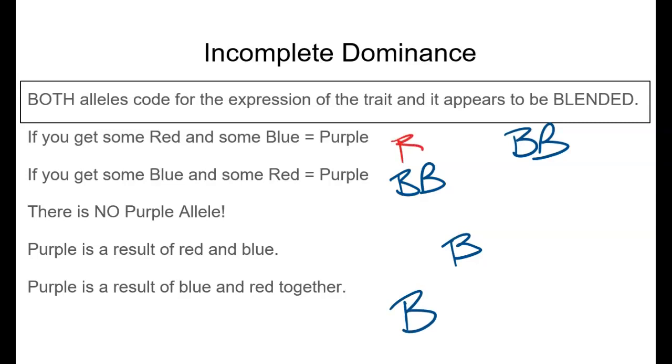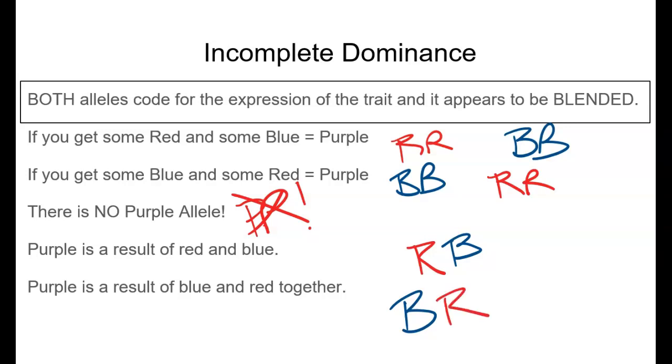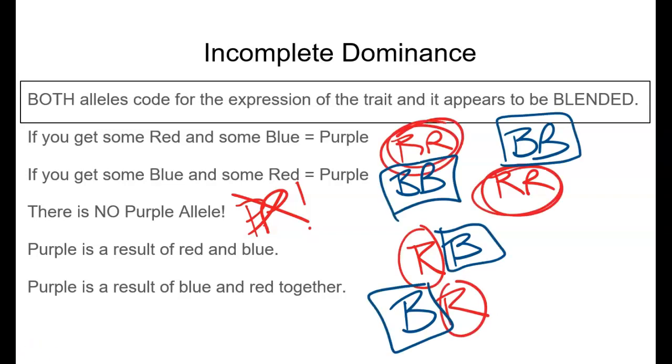Here's the red, just added on the screen so you can see the genotype for a parent if they are red. There is no purple, no P's. That does not exist. Purple is a result of both red and blue at the same time. It doesn't matter what letter you put first, one is not dominant over the other. Just saying it again for incomplete dominance.